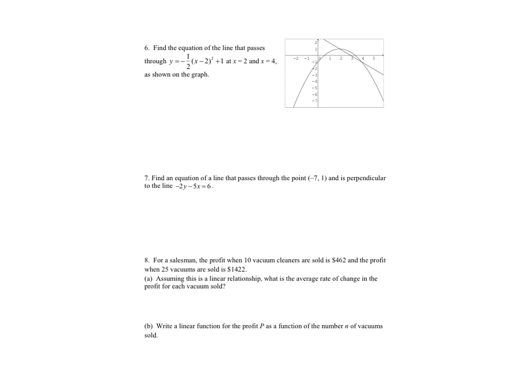So here I want to find the equation of the line that passes through this parabola. That's the parabola, y equals negative 1/2 (x minus 2) squared plus 1. That's the parabola there. And then I want to do that at x equals 2 and x equals 4. So at those points, I can see I am looking at this point and this point.